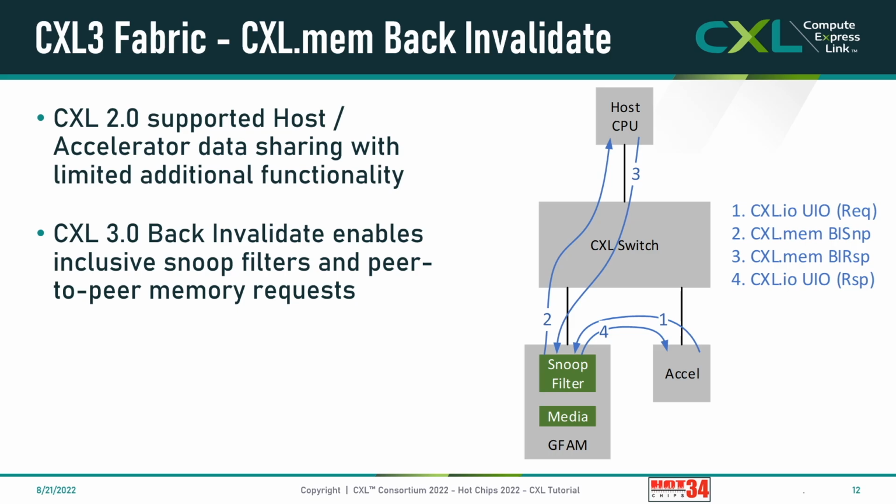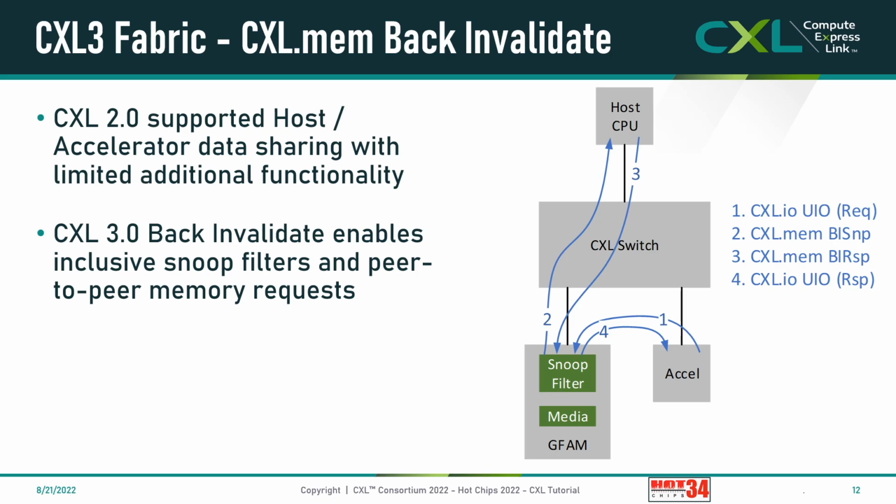CXL 3.0 back invalidate supports an accelerator or peer GFAM device to access memory on a different GFAM device and, if needed, issue a request to a host that has a line cached to give up ownership of the line. Previously, this capability, using the CXL 2.0 defined mechanisms, had the potential for deadlock due to sharing of subchannels. CXL 3.0 eliminates this deadlock potential.